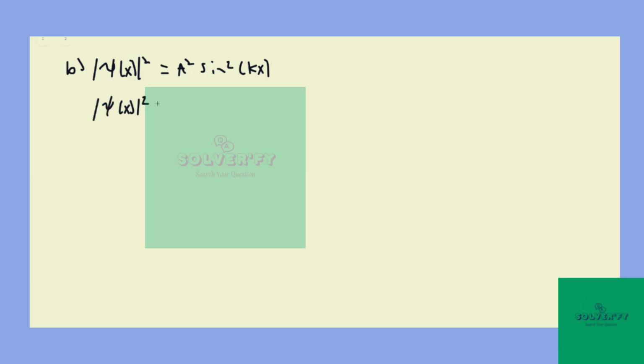Psi of x squared will equal 0 when sine of kx is equal to 0. So this will occur when kx is equal to n pi, where n is equal to 0, 1, 2, 3, and so on, just integer numbers going out to infinity. So at 0, sine of 0 is 0. At 1, you get sine of pi, which is 0. At 2, sine of 2 pi, which is 0.